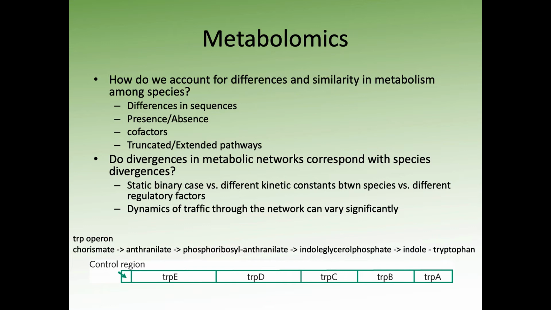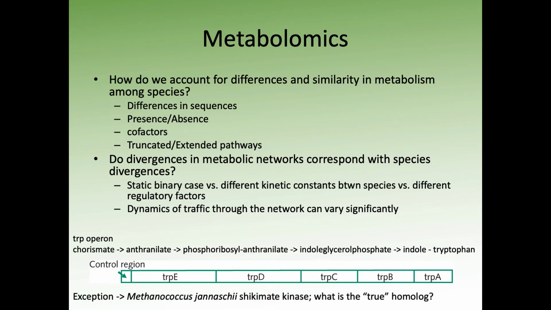So, however, sometimes things are missing, right? We may not see a network which is functioning the same way. So if we look at something like Methanococcus jannaschii, it is lacking a shikimate kinase in this chorismate process. And so where did it come from?